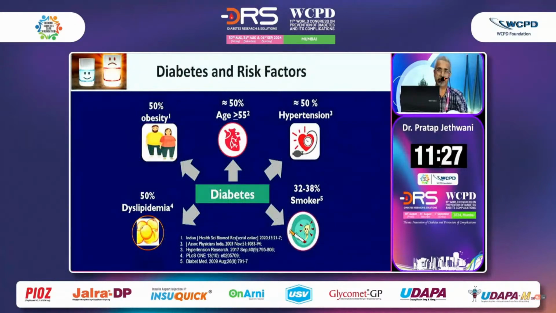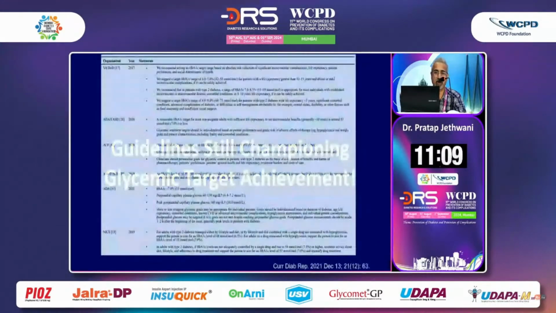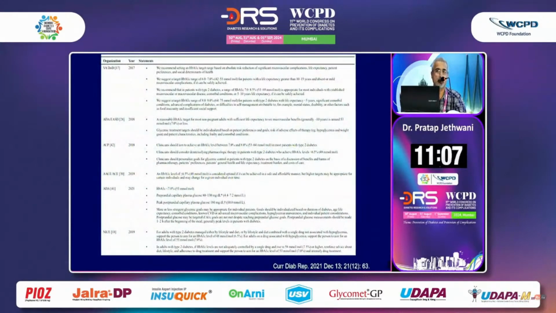Most of our patients also have multiple risk factors. This is there in around two-thirds to three-fourths of our patients: obesity, old age, hypertension, dyslipidemia, smoking, or multiple other risk factors. Guidelines still focus on glucose control. Whatever guidelines you see, they say you have to target HbA1c of 7% or less in most individuals, although you have to individualize the target according to the various factors the patient has. And for that purpose, I think the RSSDI therapeutic approach is the way to go in clinical practice.